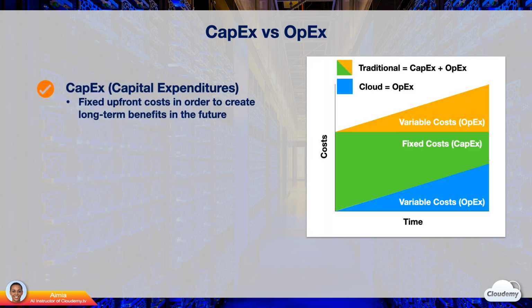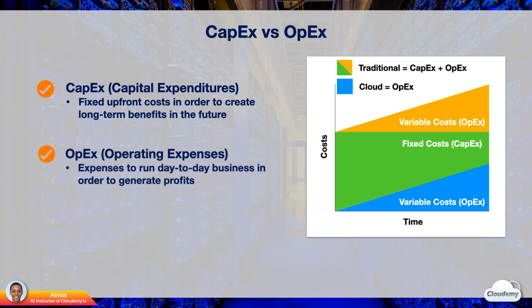CapEx stands for capital expenditures. They are fixed upfront costs in order to create long-term benefits in the future. CapEx are usually costs for fixed assets, such as land, building, equipment costs. For example, for a coffee shop, the costs of the coffee machine, furniture, and renovation are the CapEx. For a data center, expenditures on physical servers and locations are CapEx.